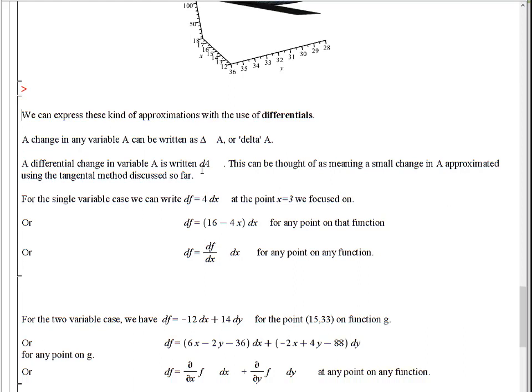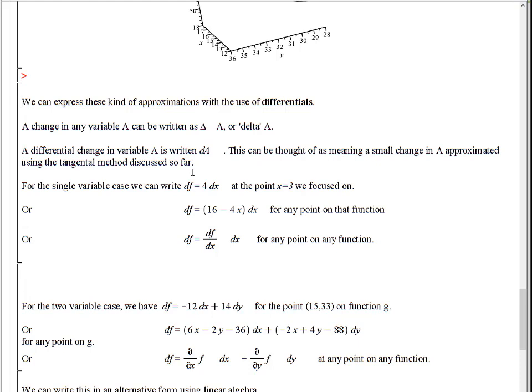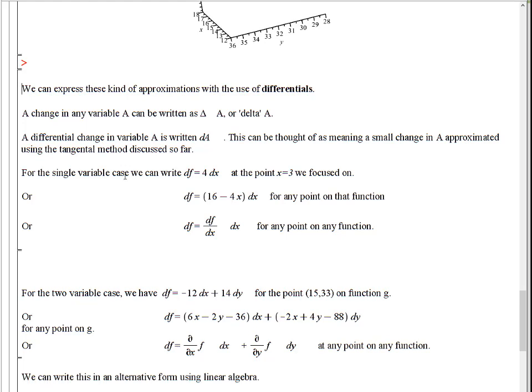Now, a differential change in variable A is written as dA. And this can be thought of as meaning an approximation using the tangential method that we've discussed so far. And when delta is small enough, then dA is a good enough approximation for our purposes to tell us something interesting. So let's get some general rules, which is, in the single variable case I just gave you, I was saying that this linear approximation of a change in df, is 4 times the change in dx, because the gradient was 4.